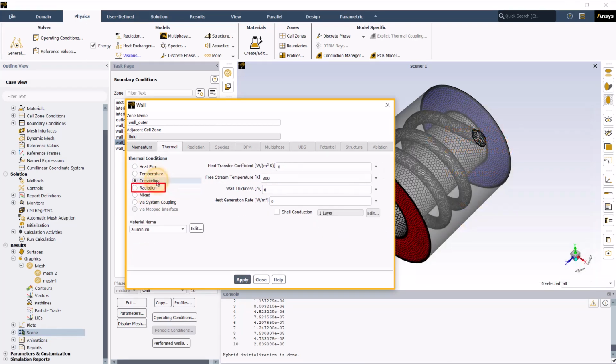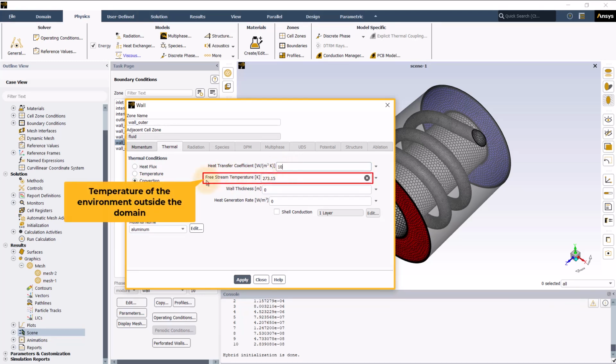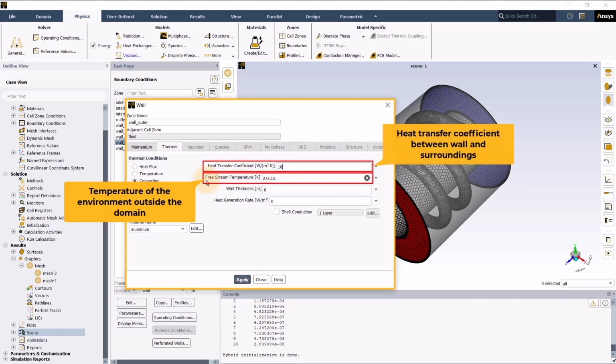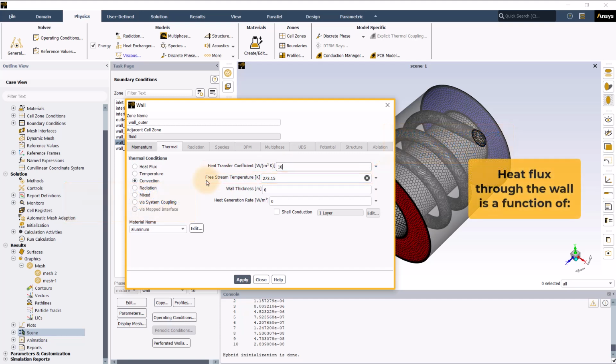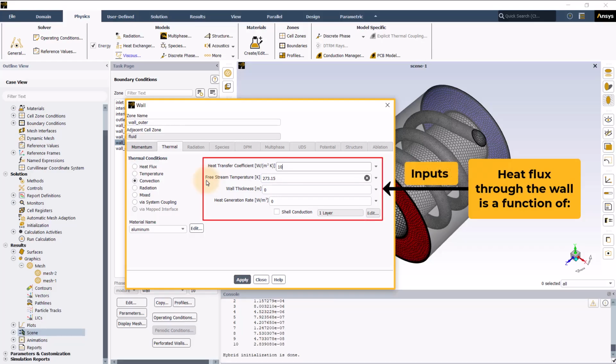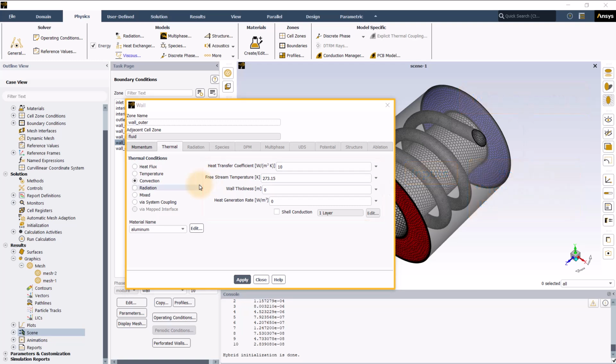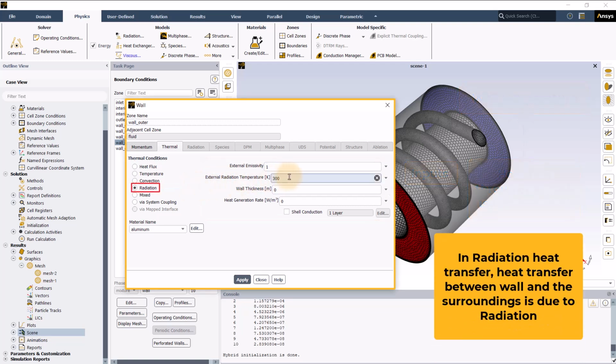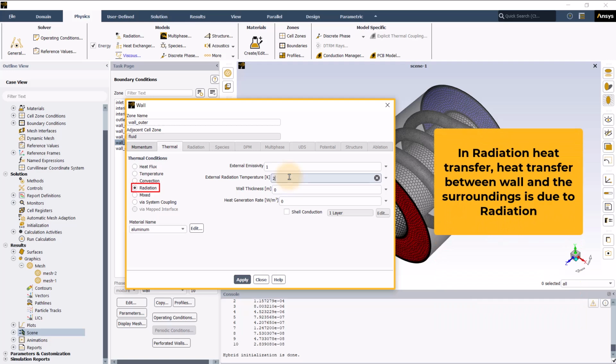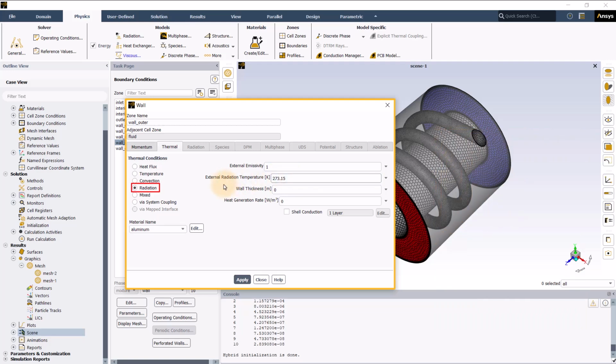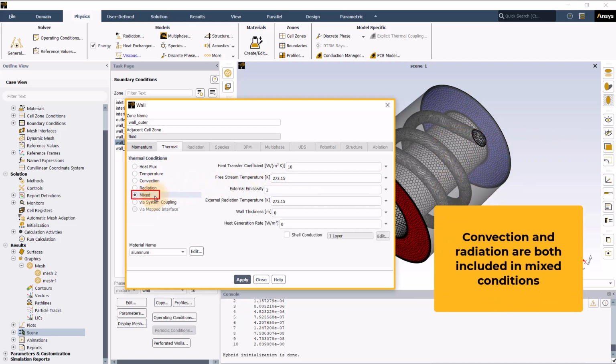In the convection BC, you enter the value for the free stream temperature and the heat transfer coefficient. These represent the temperature of the environment outside of the computational domain and the heat transfer coefficient between the wall and its environment. So basically, the heat flux through the wall is a function both of the inputs in the panel and the calculated wall temperature at the current iteration. The radiation boundary condition is similar, except now heat transfer between the wall and the environment occurs by means of radiation. And if you select mixed, then both convection and radiation are included.